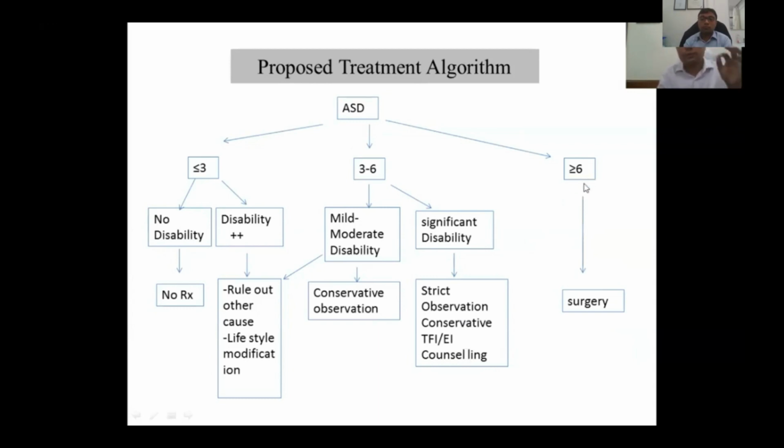If the score is more than 6, the majority of these patients have a moderate to severe disability, and these patients will require surgery.